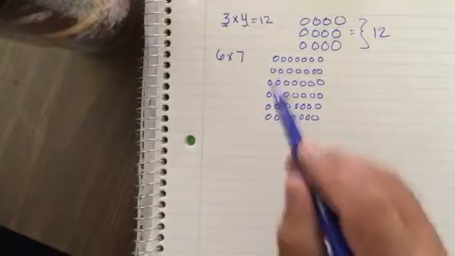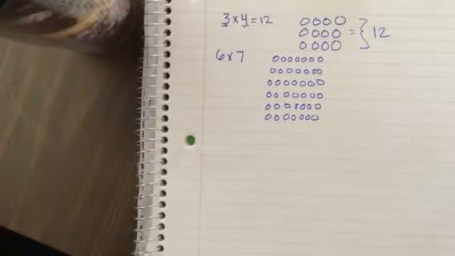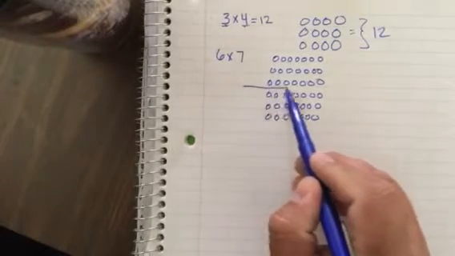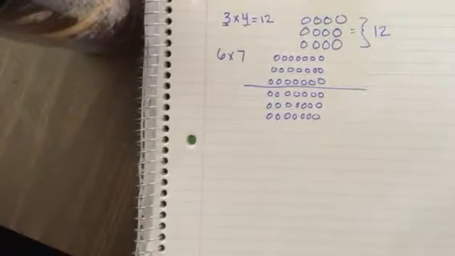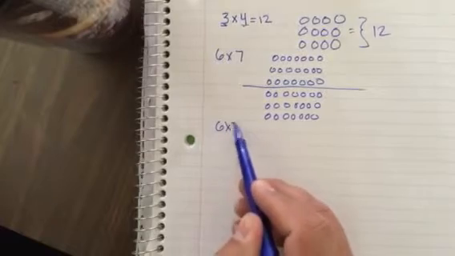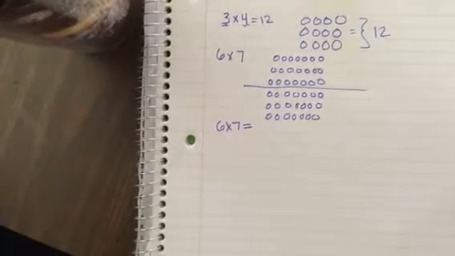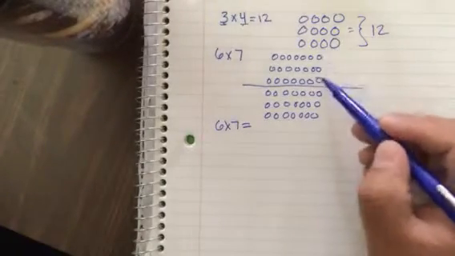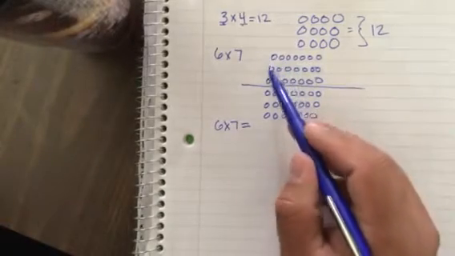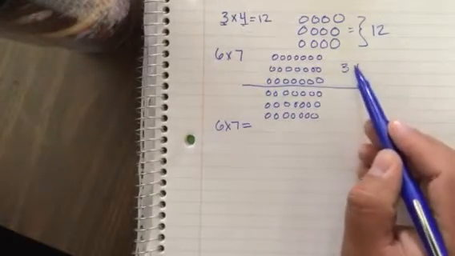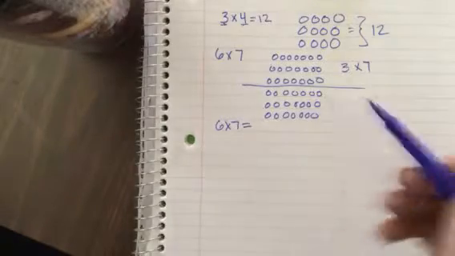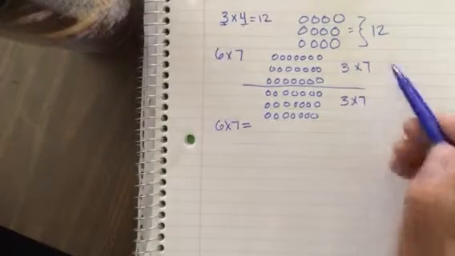Okay, so one way to do this, instead of counting all of them, which of course you can do, is we worked on splitting it into 2 different arrays. So now we have 6 times 7, and we're going to make an equation. So we're going to take the top part that we cut, and we now have 3 rows of 7. And we actually have the same thing on the bottom, 3 rows of 7.